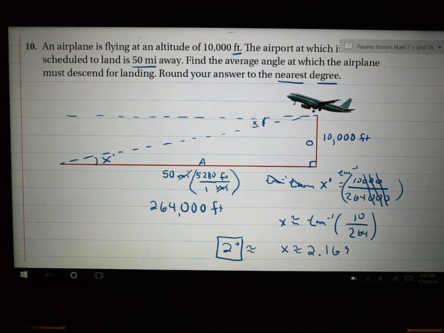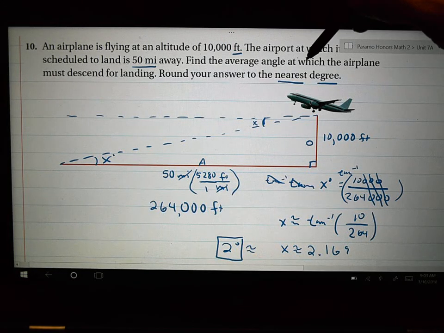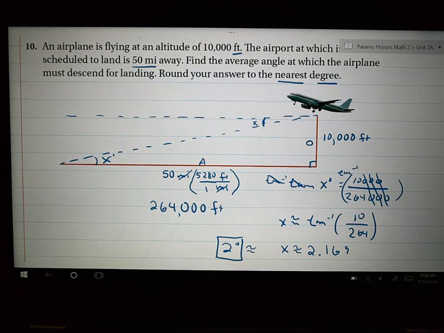Ethan? When you're rounding the angles, you just go to the whole number? Just depends on what the problem says. I always read the problem, what does it want me to go to? Some of them are the nearest tenth, some say the nearest degree. Okay? Anything else?